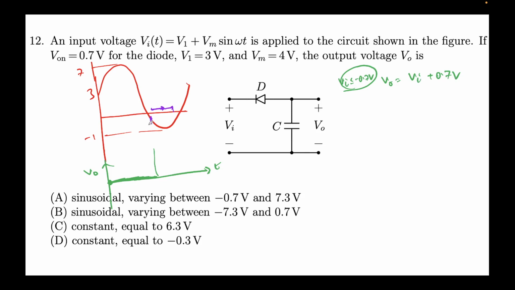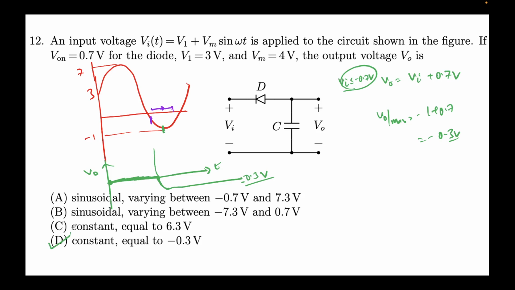So if the value of Vi is minus 0.7 over here, V out will be 0. And if Vi's maximum is minus 1, then V0 max is minus 1 plus 0.7, which comes out to be minus 0.3 volts. So it will go to minus 0.3 volts, following the sinusoid, and then it will stay constant. Why? Because beyond this point the diode will become reverse biased, and thus the diode can never conduct. So it will stay at minus 0.3 volts till infinity. Hence our answer would be option D.